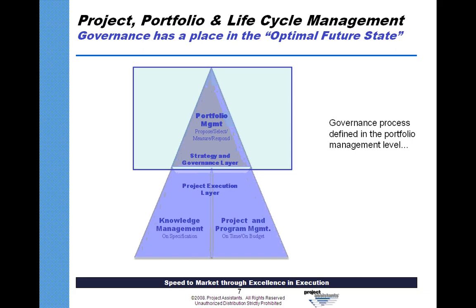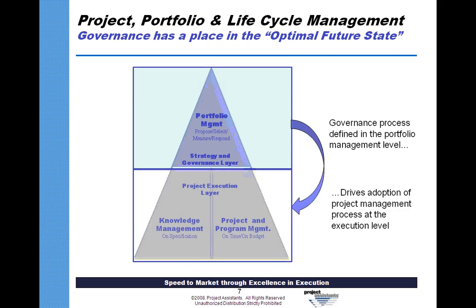At the execution layer, in the lower right-hand corner, we have the project management processes: the on-time, on-budget, or business controls. On the left-hand side, a general term we use is project knowledge management or life cycle management, how we deliver on spec: software development life cycle, product development life cycles, those kinds of methodologies. And so the governance process will drive the adoption of the project management process at the execution level, which again we'll talk on as we get closer to the end of today's presentation.